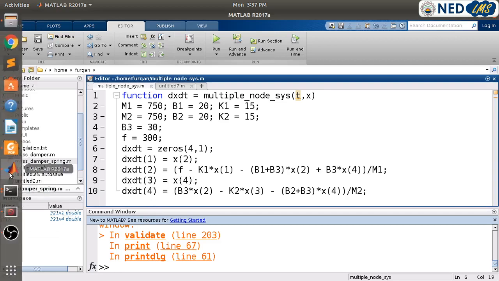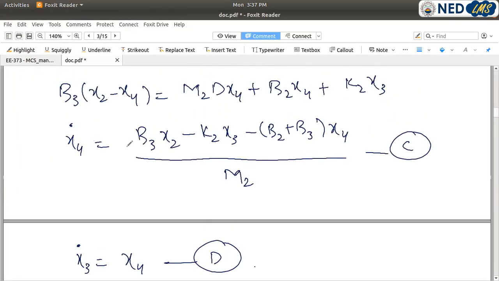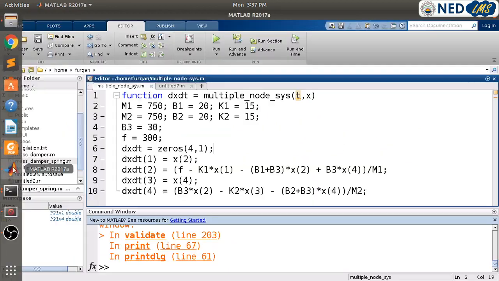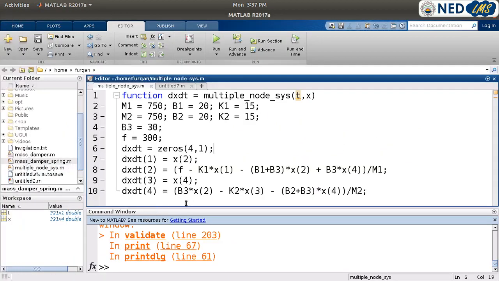Now the fourth state equation is x4 dot, which is equal to this much. So dx4/dt is equal to (b3x2 minus k2x3 minus (b2 plus b3) into x4) whole divided by m2. Now in this function definition we have written all four state equations.